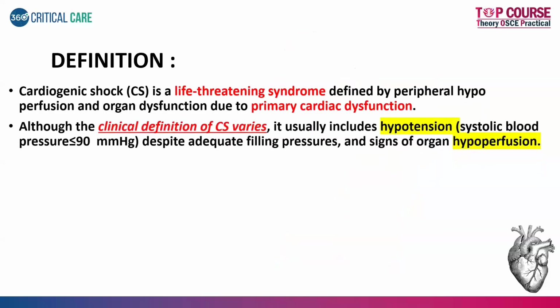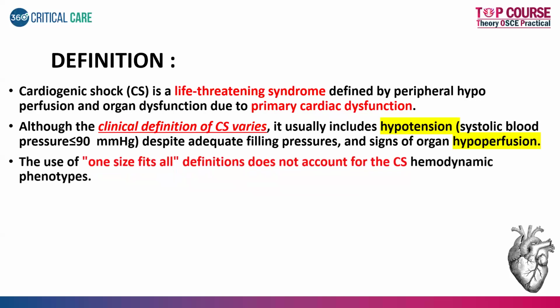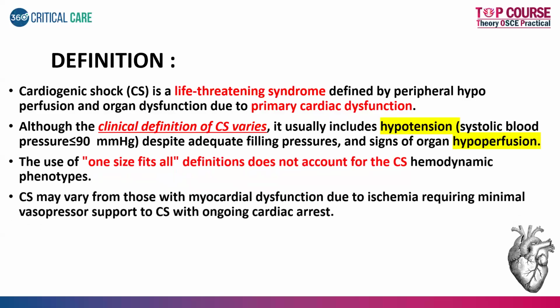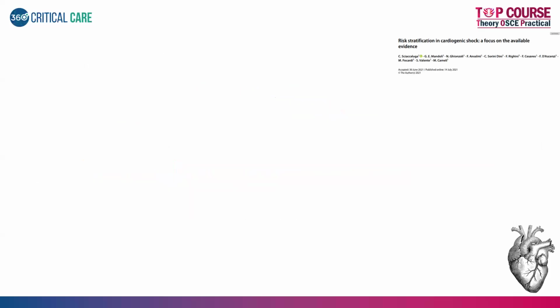The clinical definition of cardiogenic shock varies, which usually includes two signs, that is hypotension along with hypoperfusion. There have been various definitions which have come forth in the past decade or so, and before that as well. But no one-size-fits-all definition was used until recently. The myocardial dysfunction which majorly causes cardiogenic shock may vary due to ischemia, or sometimes it may be associated with a severe state like cardiac arrest.